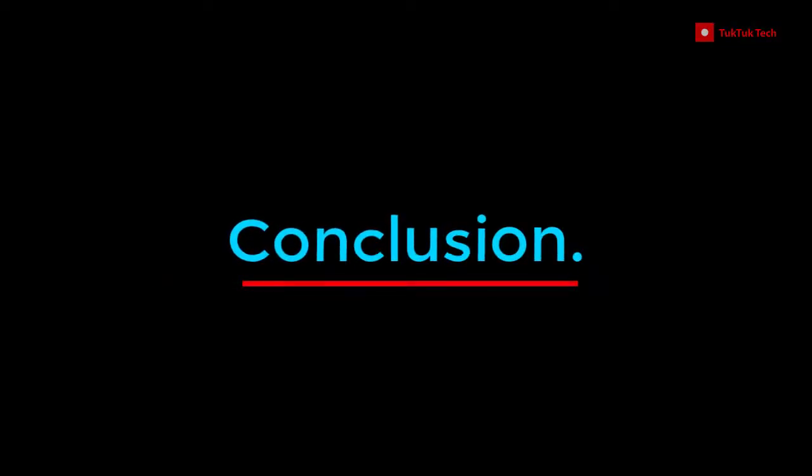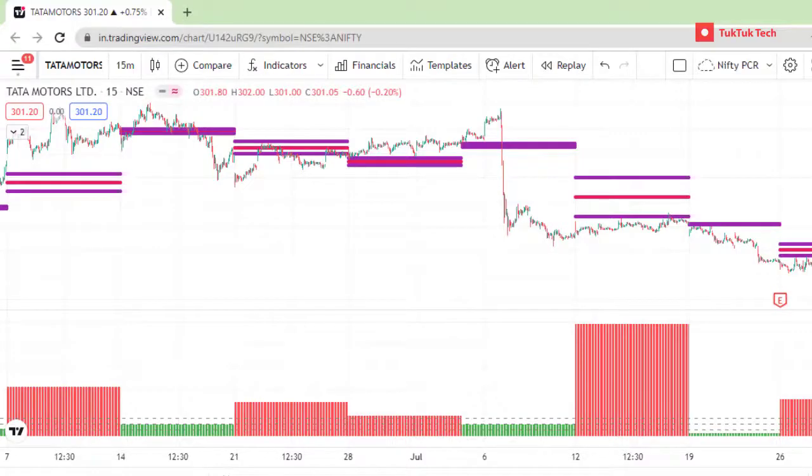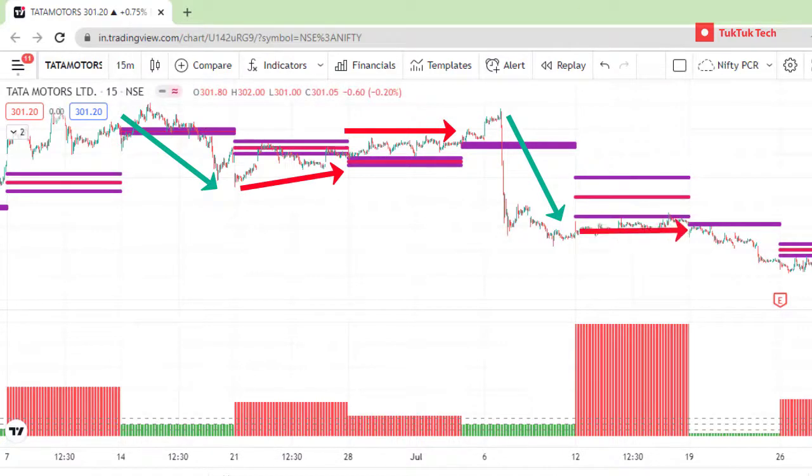Conclusion: CPR width is just an indicator, and it isn't always right. However, the frequency in which this indicator nails the market can be fascinating at times.